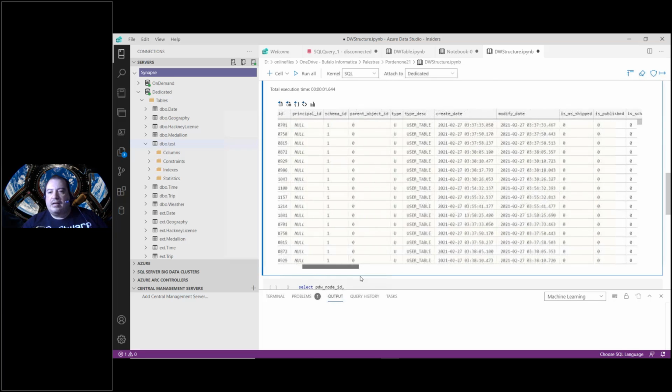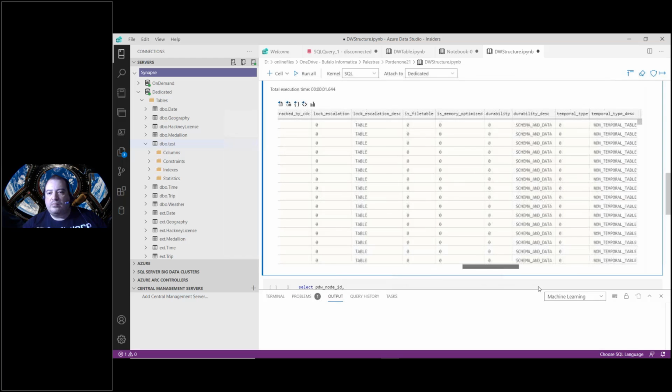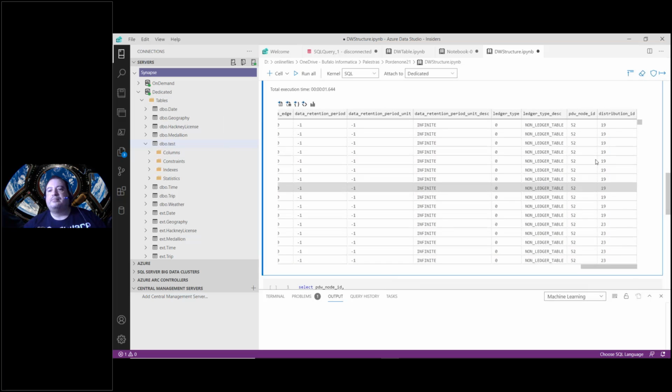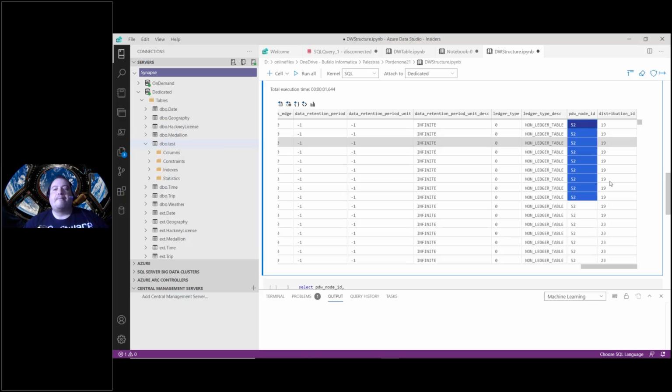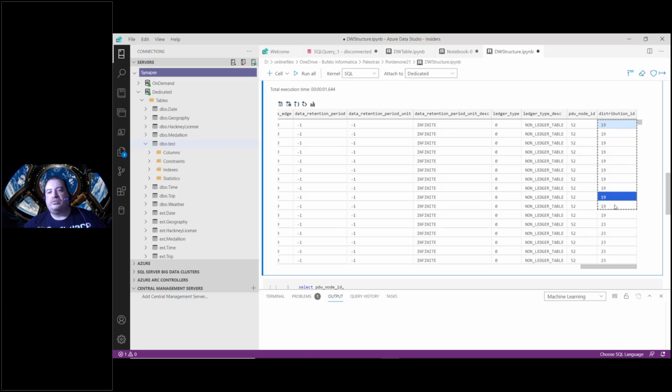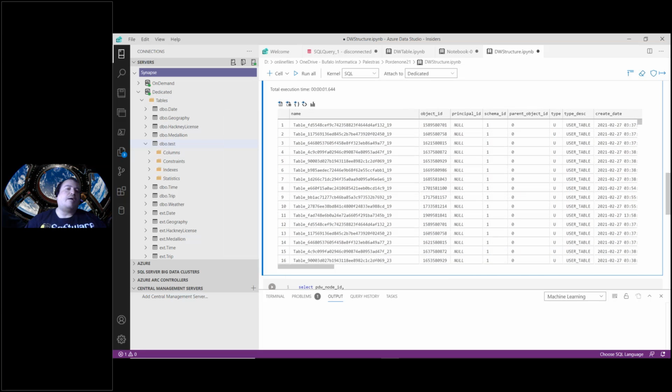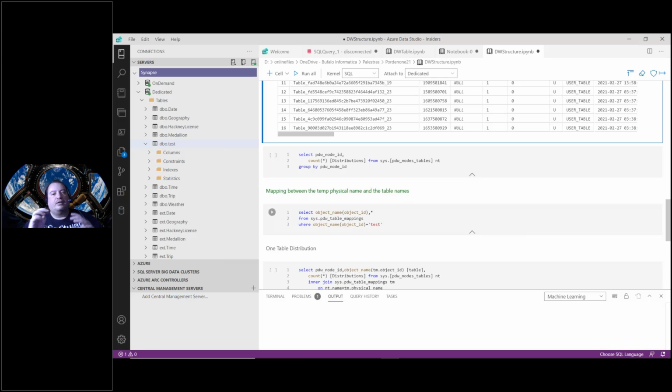And I have more details here. Let me locate where it is. The PDW node ID, the node in which this table is, and the distribution ID, the distribution inside this PDW node where this table is. So these tables are broken down by PDW node ID and distribution ID, remembering that each table has 60 distributions spread among the nodes that we have, and I'm working with a total of four compute nodes. Okay, but these names make no sense. Yes, but let's start doing things.